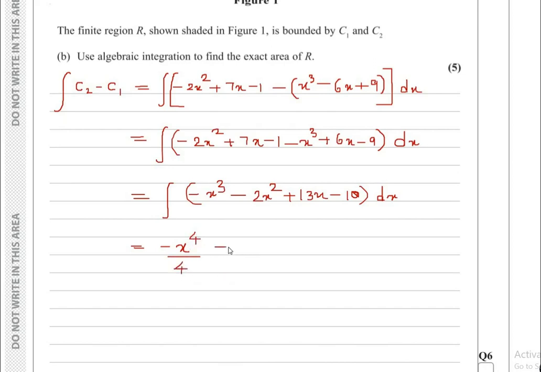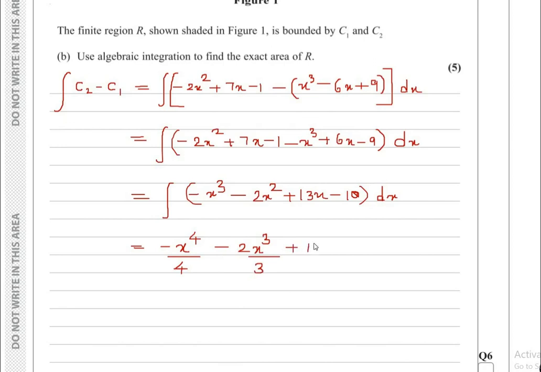Then minus, for the second term, we are going to write 2 x squared. The integration of x squared is x. The power 2 is increased by 1, so it becomes 3. And whatever power we get here, we are going to write at the bottom.